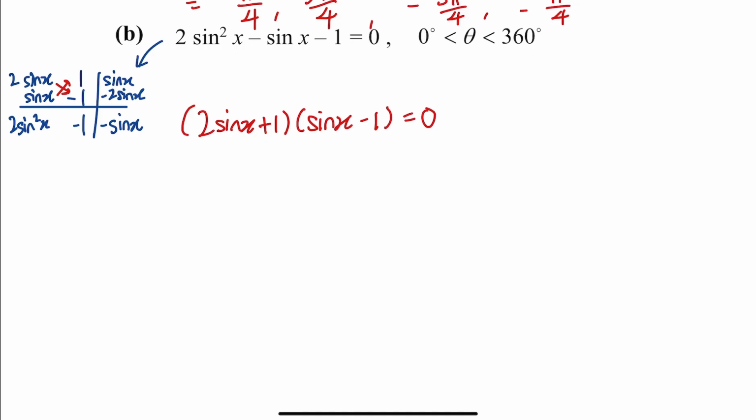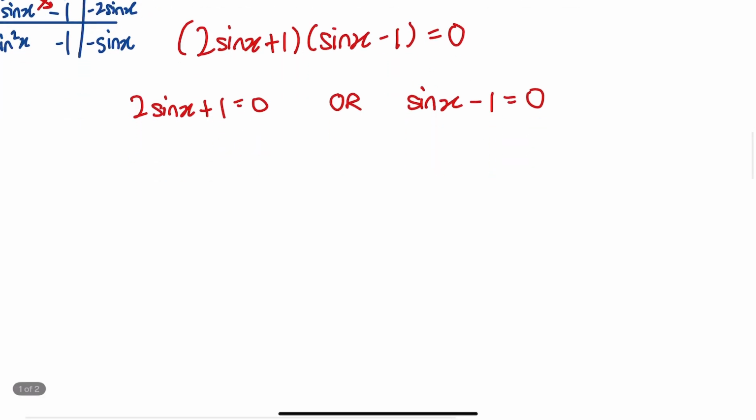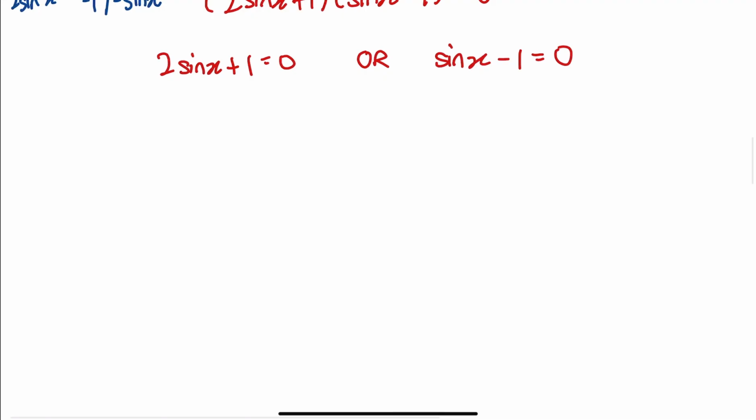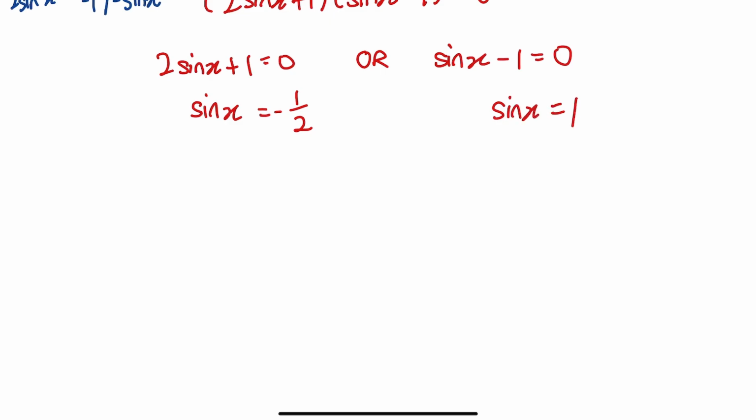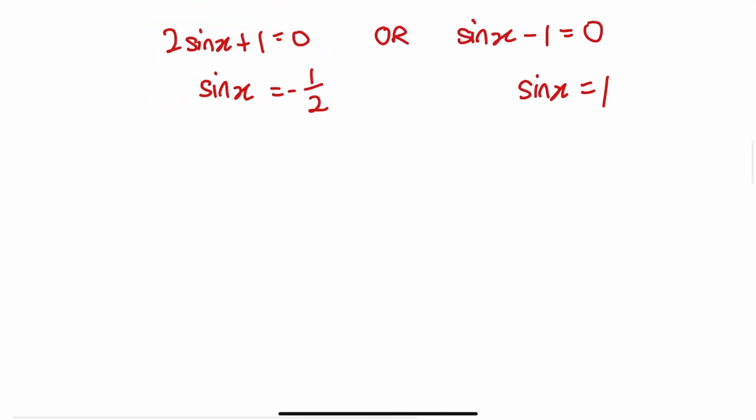Okay, after that, from here, this means that either 2 sine x plus 1 is equal to 0 or sine x minus 1 is equal to 0. Therefore, this becomes a very simple basic Trigo equation to solve. I'll get sine x equals to negative half or sine x equals to 1. Okay, so let's start solving the left side here first. Sine x equals to negative half. The steps are exactly the same.